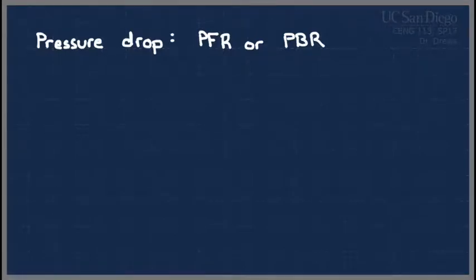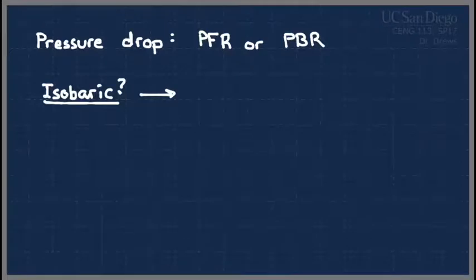So you have a quick question to ask yourself at the beginning of any problem. Does the word isobaric show up anywhere? If the word isobaric shows up, you're in pretty good shape. There's no need to worry about any of this business with pressure drop. You'll give pressure at the inlet to your reactor, and it'll be the same as the pressure at the outlet. So if your answer to "is this isobaric" is a yes, you're pretty much good to go. You don't need anything from this lecture if it is isobaric.